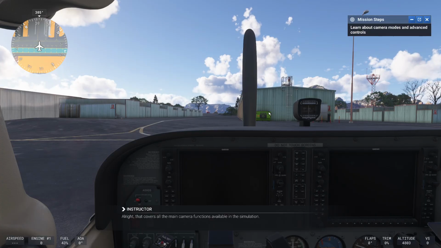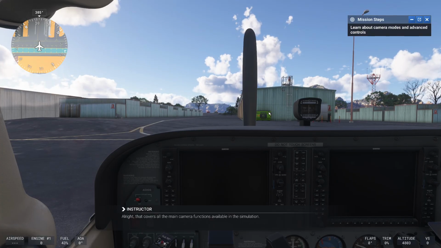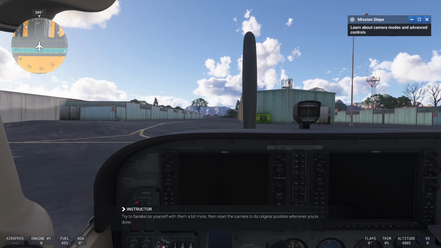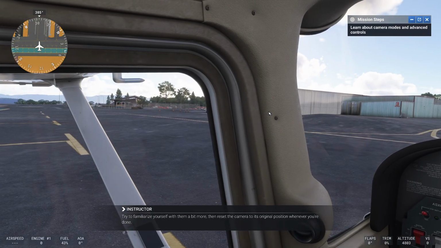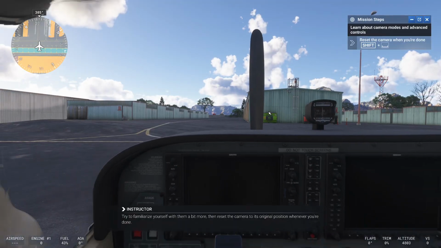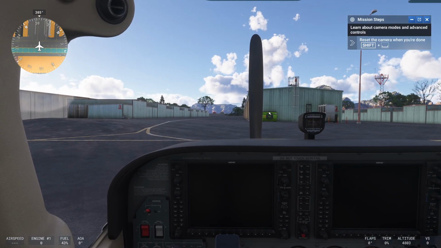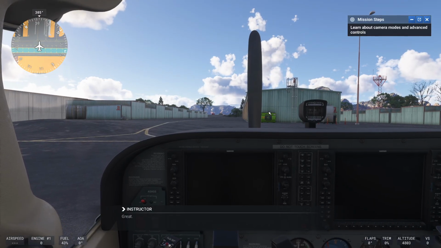Alright, that covers all the main camera functions available in the simulation. Try to familiarize yourself with them a bit more, then reset the camera to its original position whenever you're done. Great.